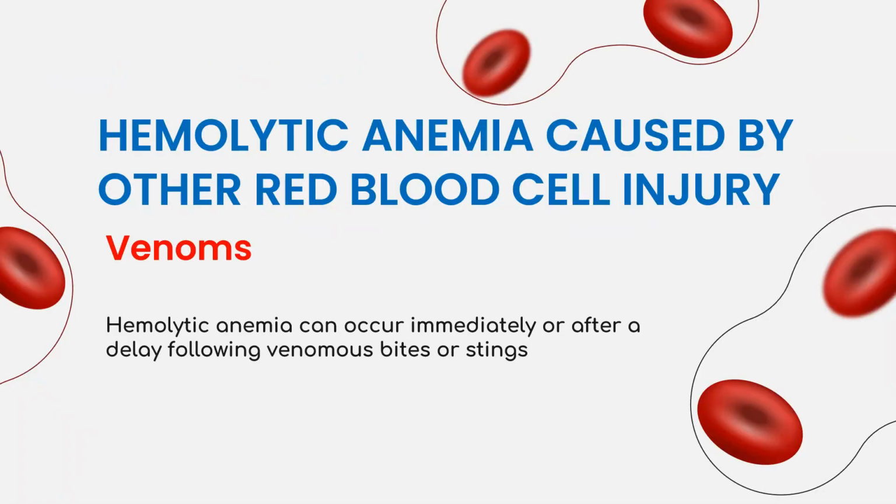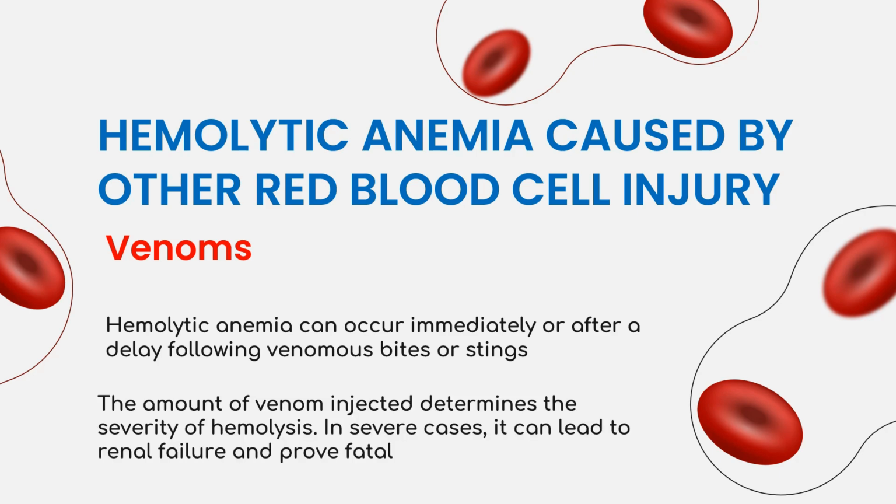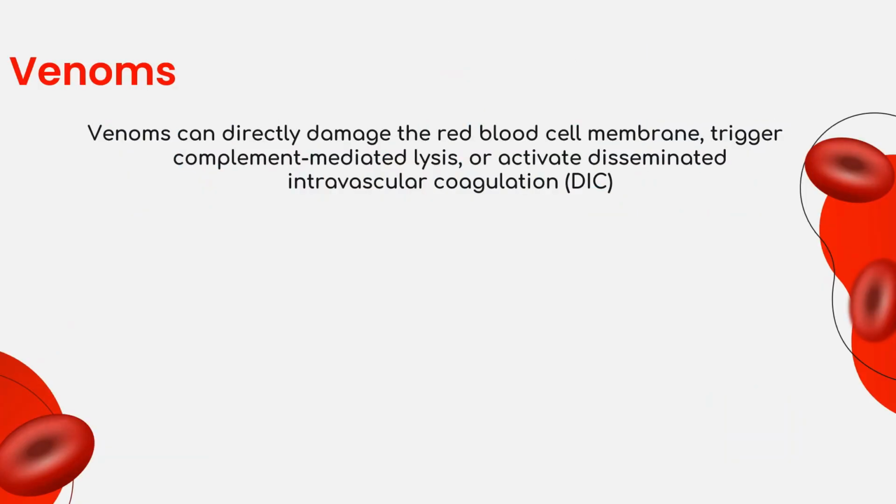Hemolytic anemia resulting from venomous bites or stings can occur immediately or manifest after a delay of 1 or more days. The severity of the hemolysis is determined by the amount of venom injected, and in severe cases, it can lead to renal failure and even prove fatal. Venoms have various mechanisms through which they can induce hemolysis. Some venoms directly damage the red blood cell membrane, causing its disruption and subsequent release of hemoglobin into the bloodstream.